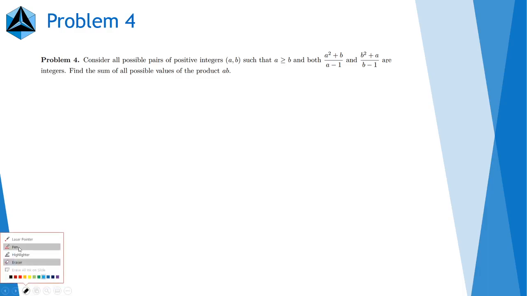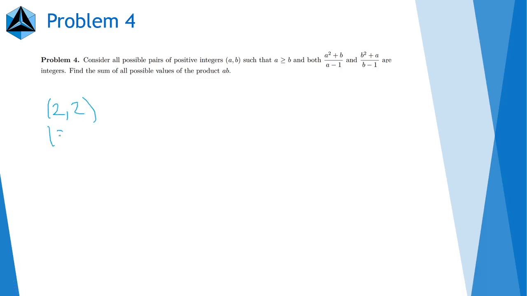So let's just list our solutions here. We have 2, 2 and 3, 3, both from the a equals b case. And we have 2, 4, 3, 5, and 5, 7 from the a equals b plus 2 case. So these are our 5 solutions right here.